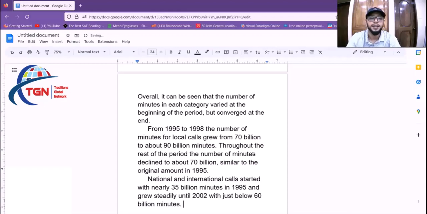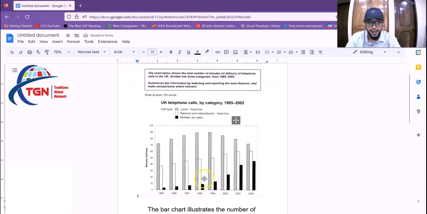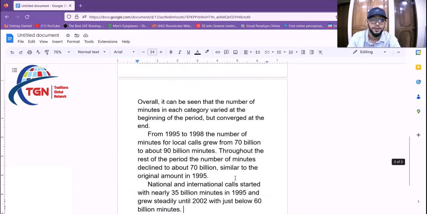And যেহেতু আমাদের একটাই বাকি আছে, which is mobiles. Okay, so let's look at this, starting with a really small number. What is that? Less than 5 billion minutes. And then we can see that it grew until 1999 at a steady rate, but from 2000 onwards it grew exponentially. So let's mention those things. I'm just looking at the movements and I'm trying to quickly analyze them and quickly organize them to effectively write a sentence or two, right? And just kind of finish off this writing.